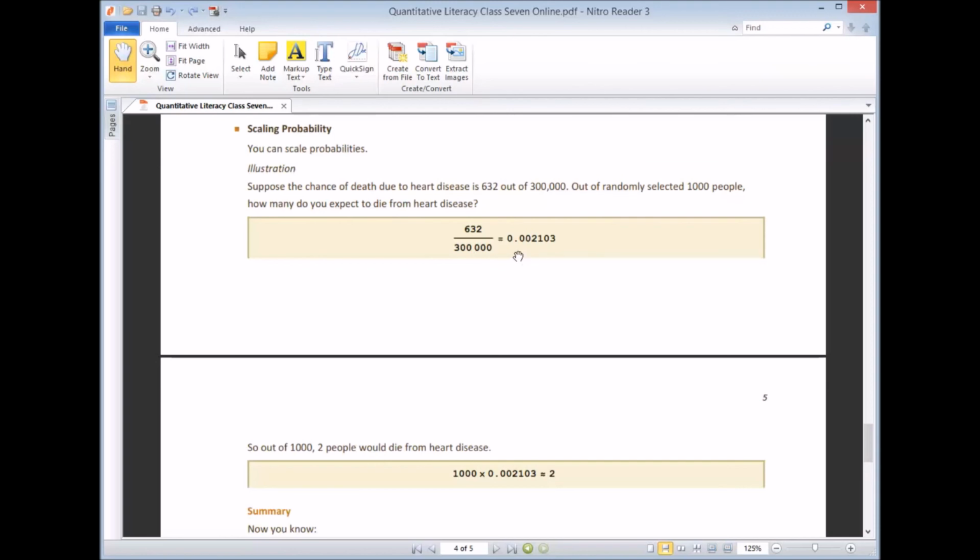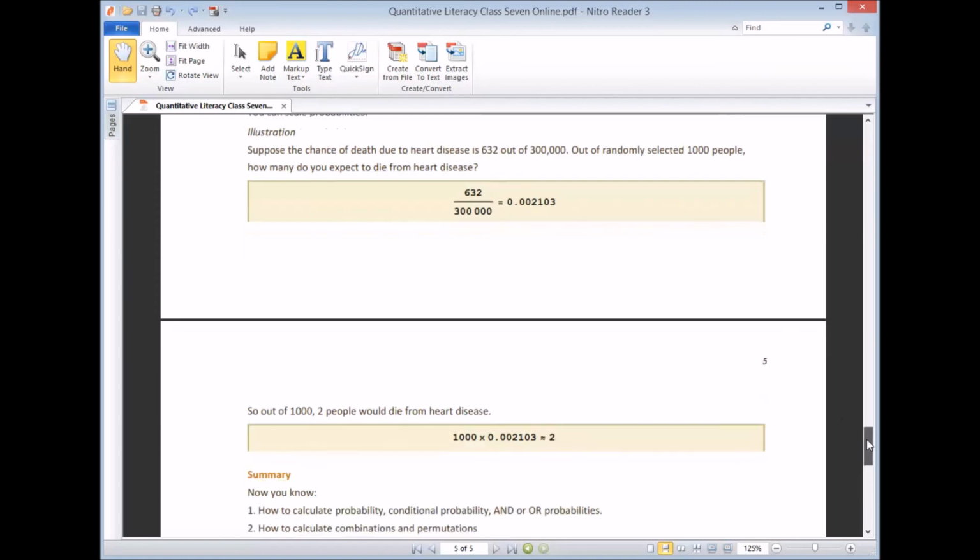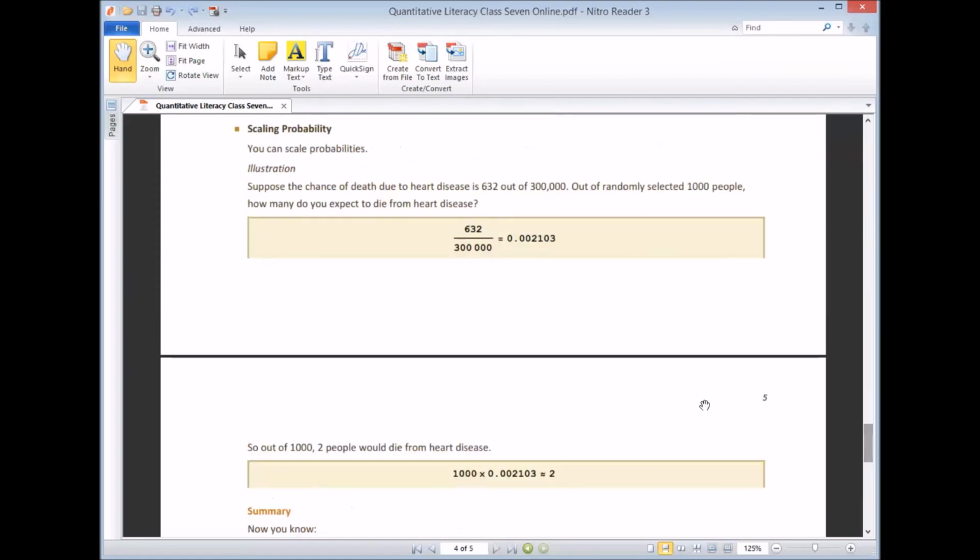0.002103. And so that's the probability. Then you multiply that by the people you want to learn from. So 1,000 people. So multiply 1,000 times 0.002103, and then round it down to say about 2, because, for example, we can't have 2.1 people. So I expect 2 people to die from heart disease out of 1,000. So that's what you can do to scale probability. And that concludes the lesson on probability.